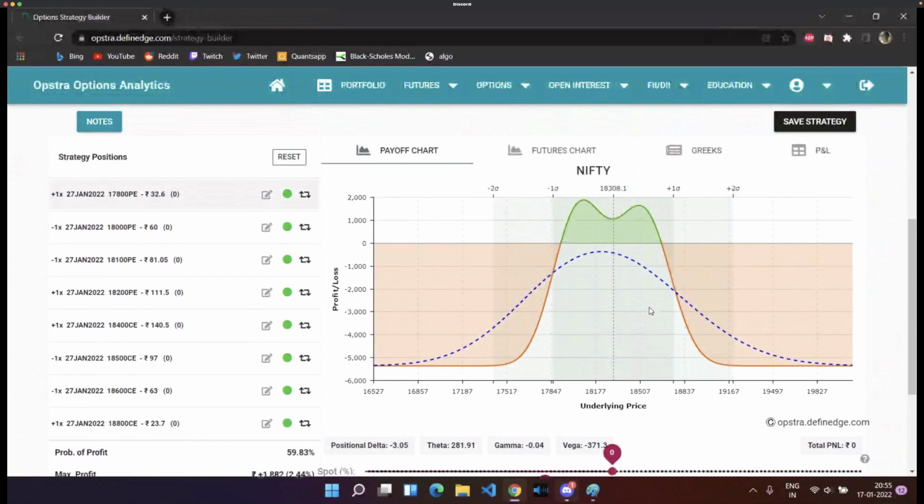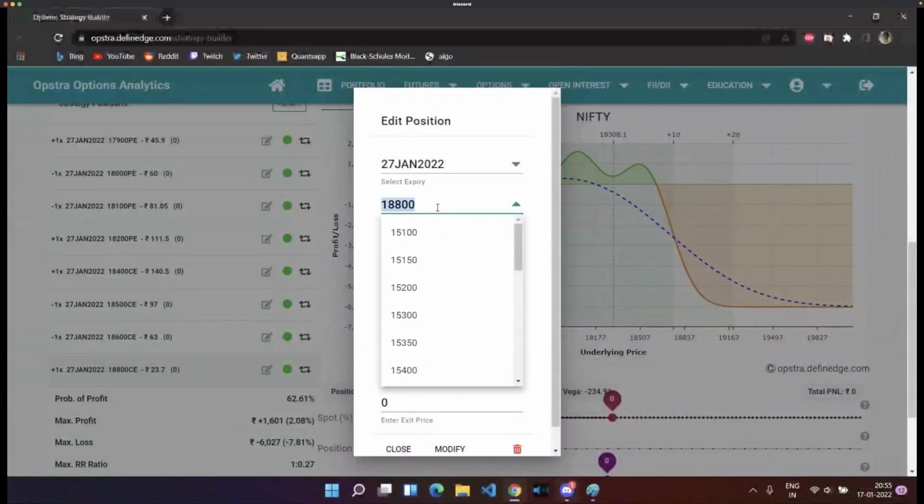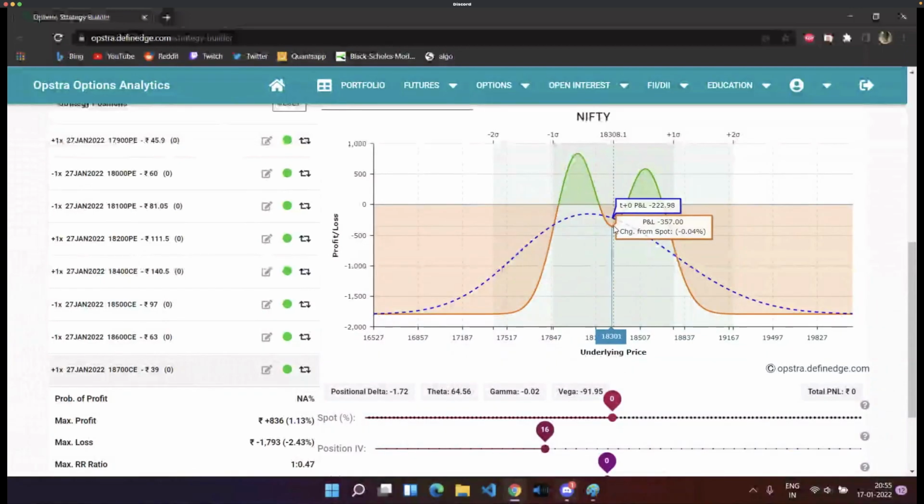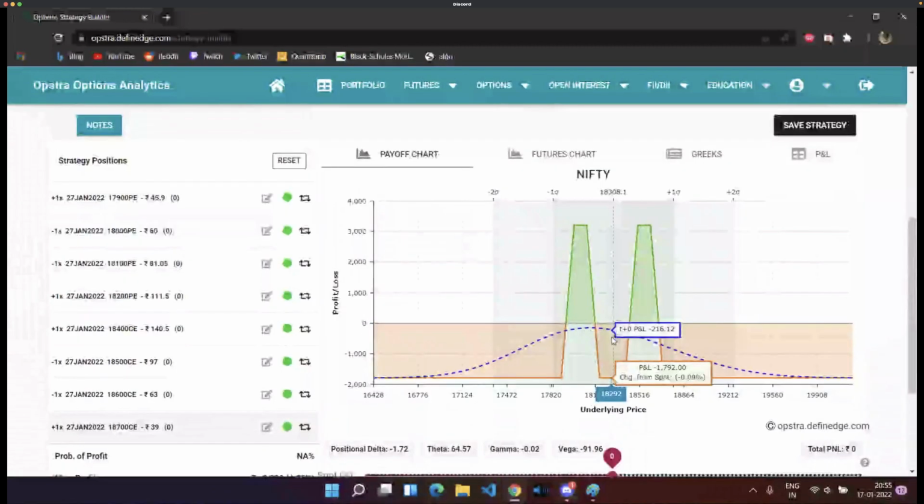But if you don't break it, sorry, 17,900 and 18,700 exact butterflies, if you took it on Wednesday, then if it doesn't move anywhere in the middle, you'll make a loss, and on Thursday instead of losing 300 bucks you'll lose 1,800 bucks. But the good part is if it moves a lot you'll still lose 1,800 bucks. The 6,000 rupee loss that was happening here earlier won't happen.